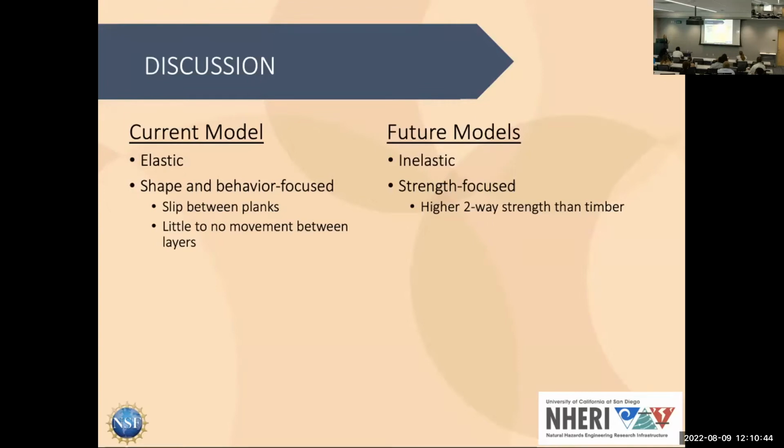So there were numbers for the stresses on the previous slide. We're not looking too closely at those because right now we're just focused on making sure it's acting the way we want it to. Which means there's a little bit of slip between the planks that don't have glue between them where the friction's acting, and there's little to no movement between the layers where the adhesive is. Future models hopefully will be inelastic and will be more focused on the strengths of them, and obviously we're expecting the strength to be higher than regular timber.